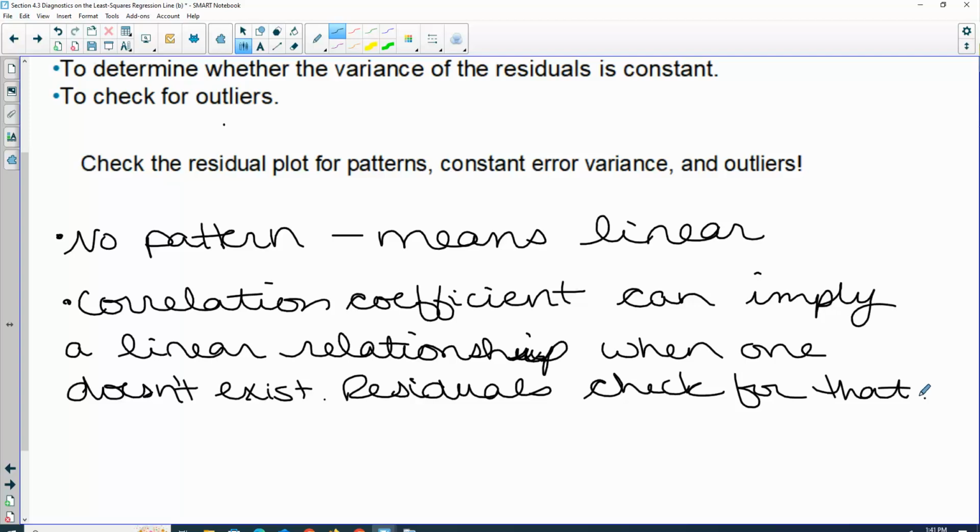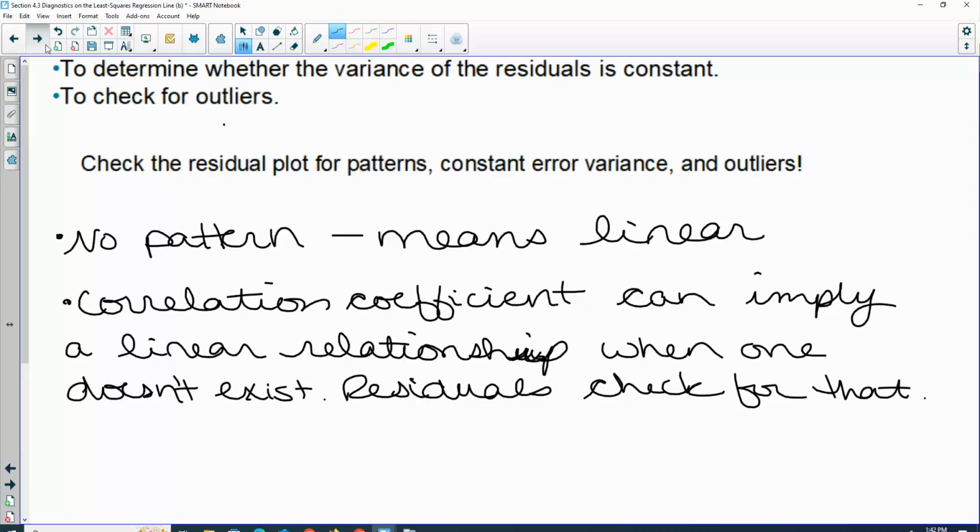Is the correlation coefficient the one where if it's a parabola, then it says it's really poor correlation? Right. There's a pattern, but it's just telling you it's not linear. It doesn't tell you that there's a different type.